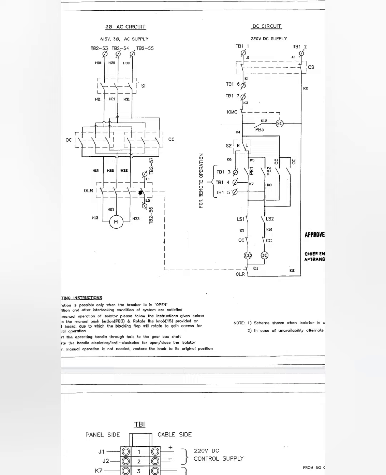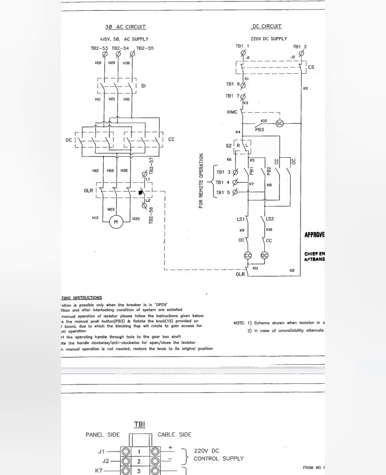And coming up to the DC circuit, we have two coils, one is your close coil and another one is your open coil. So if the isolator or earth switch needs to be closed, the operation will be carried out locally or remotely. First we are going with a local operation. For that the interlocks need to be satisfied, which means the K3 between TB1 and TB6 and TB7, the interlocks need to be satisfied. And then the KAMC is your key interlocking system. So that key interlocking system should be satisfied.